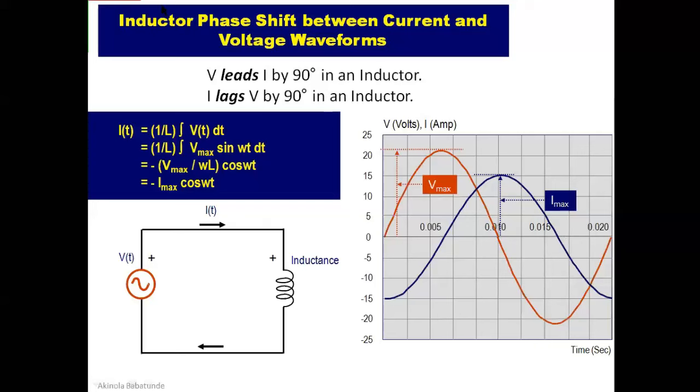Okay, so for the capacitor, I remember we said that the current is leading by 90, and then the current comes from somewhere right here and then goes down like this. For the capacitor, it goes down and then it goes up like that. Okay, so pay attention to that.